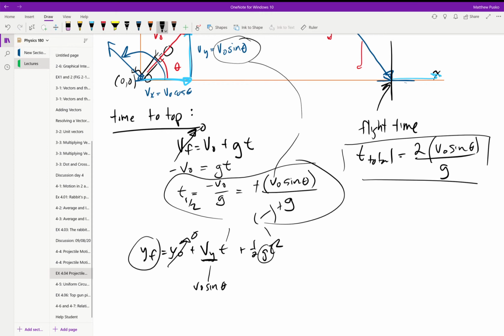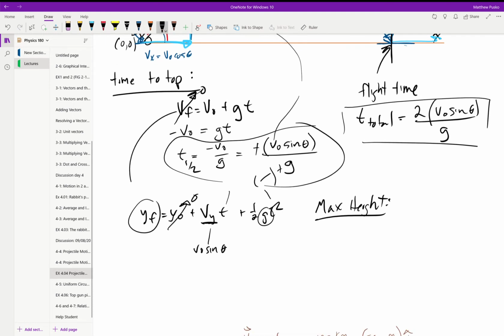Well, if we were just asked for the max height, and we didn't want to find the time to the top, we can jump straight to that. Because what you did basically was put this equation into this equation. Well, that's what this equation actually is.